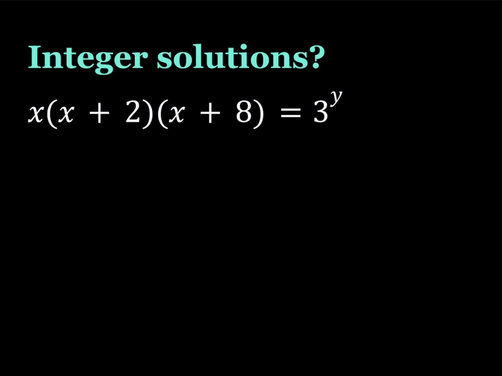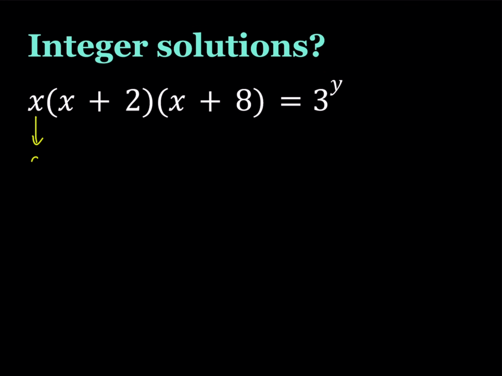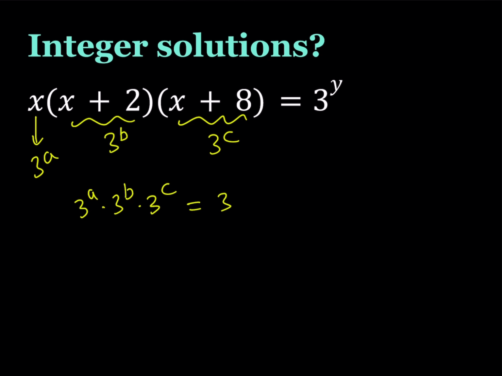By multiplying three things we're getting a power of 3. So each of these factors must be a power of 3, because 3 is a prime number and y is an integer. So we can assume that x is 3 to the power a, x plus 2 is 3 to the power b, and x plus 8 is 3 to the power c. When we multiply all of these, we get 3 to the power a times 3 to the power b times 3 to the power c, and that should equal 3 to the power y.